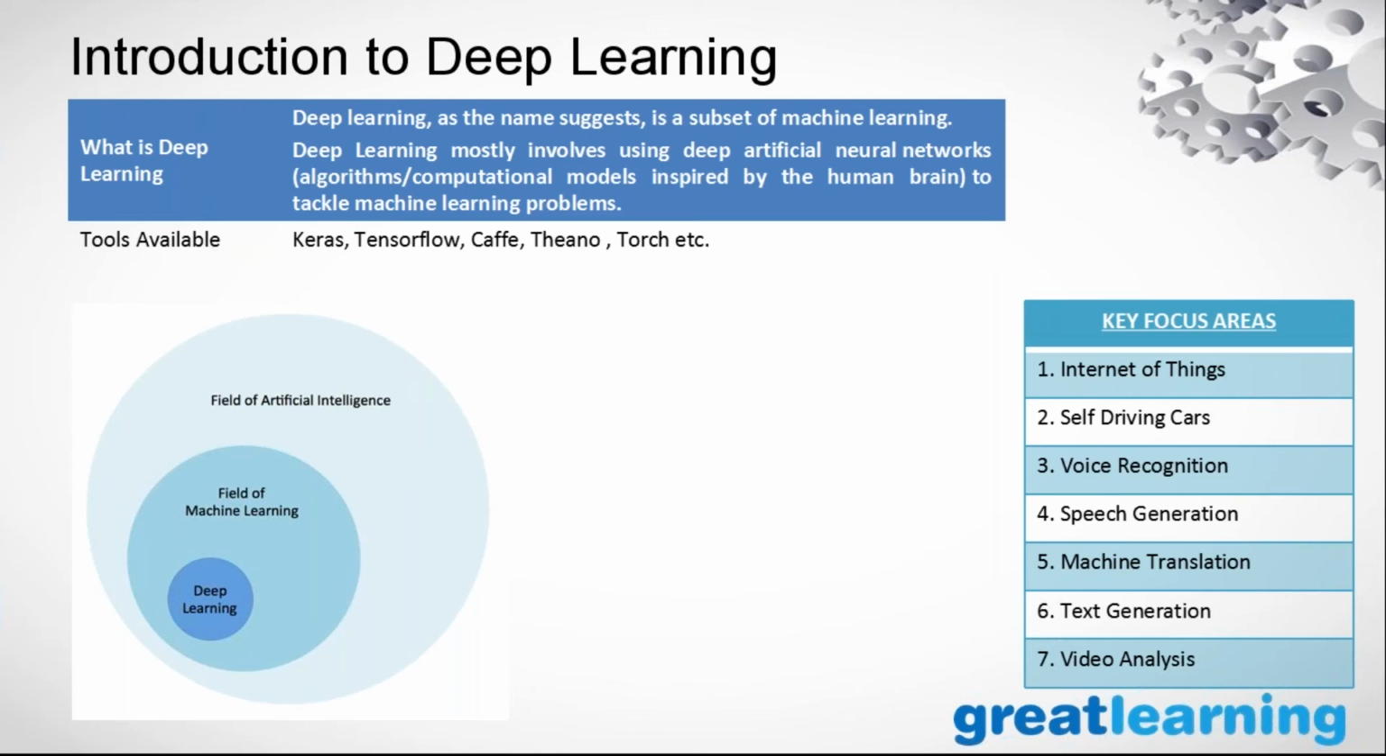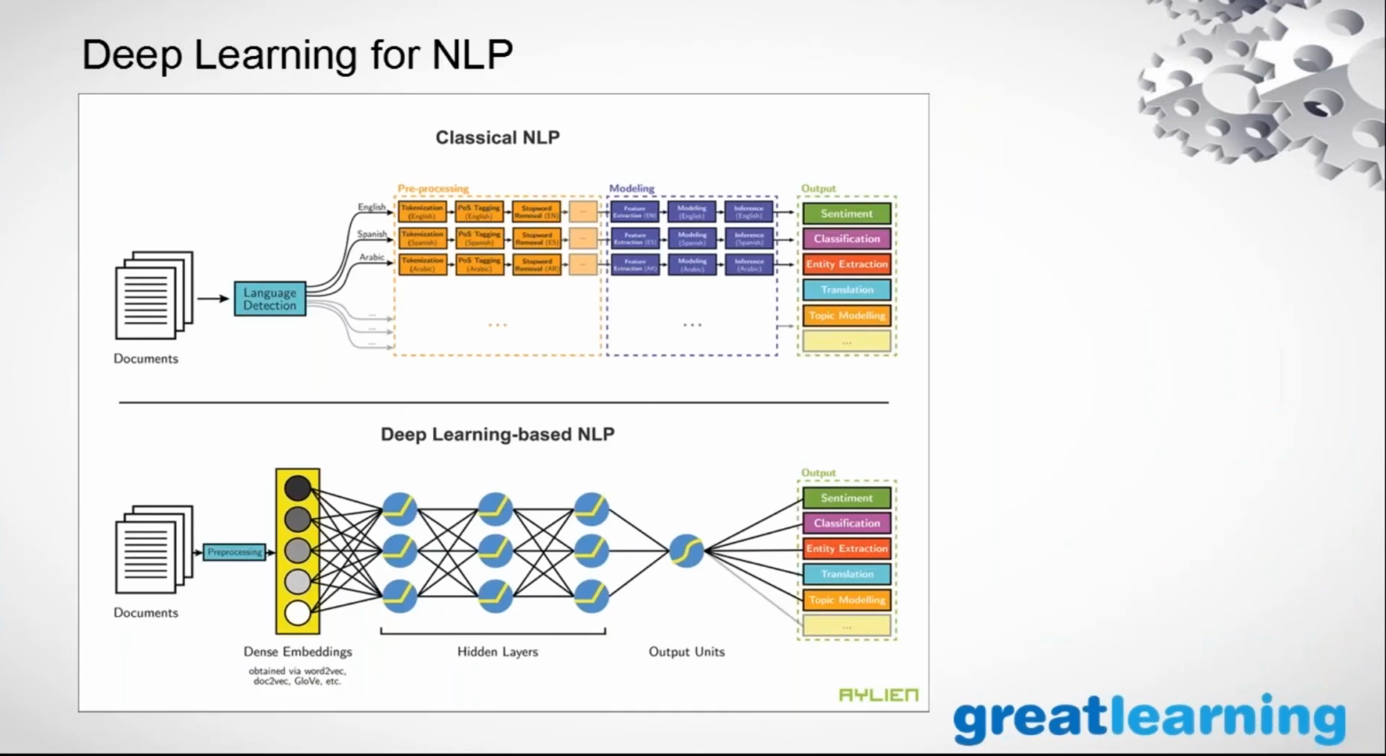Now that sets the introduction of what is deep learning, and what we will be covering. So moving on to the next set. Now this is a classical deep learning in contrast to a classical NLP. So let's say I'm solving the same problem, what if I use an older methodology? What if I use deep learning?